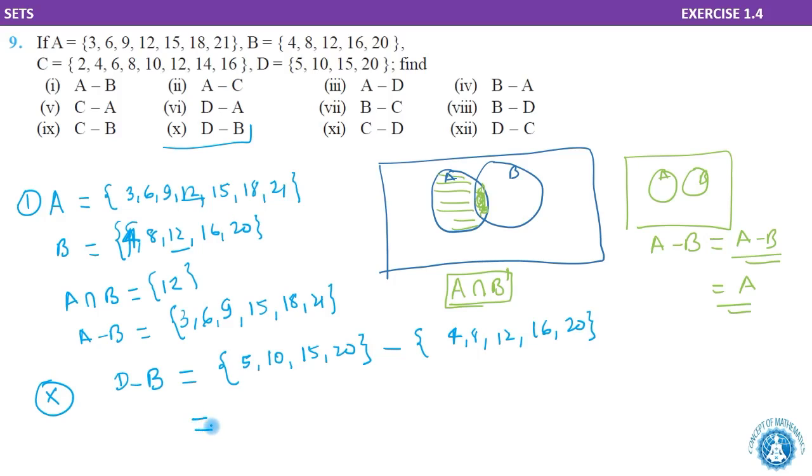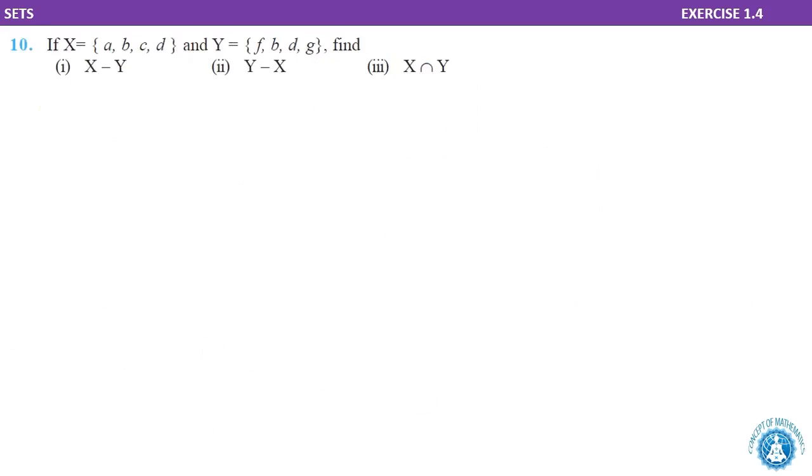So we will remove all elements of D which are there in B. Okay, so 20 is present in B, so we will remove this one. 15 is not present, 10 is not there, 5 is not there, so it will have 5, 10, 15, correct? Okay, coming to next question. If set X having elements A, B, C, D and set Y having elements F, B, D, G, then we have to find X minus Y.